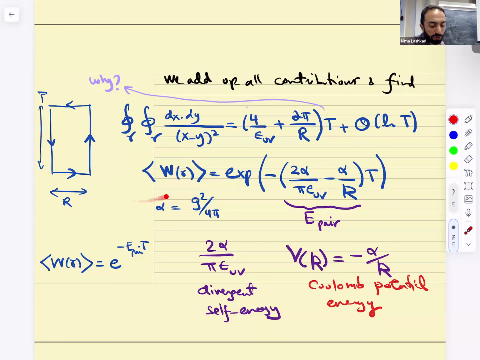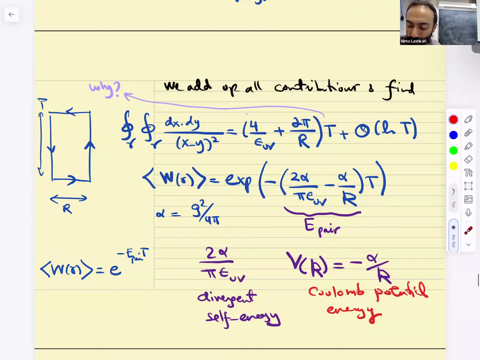So the one-point function of W of gamma basically takes the following form: e to minus 2 alpha over pi epsilon mu nu minus epsilon r. This term is going to be interpreted as the E of the pair, the energy of the pair. There is a piece to it which is UV divergent, the divergent self-energy. And then there is a Coulomb-type potential. Good.